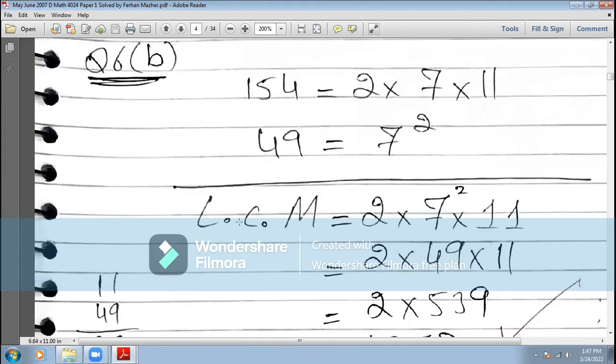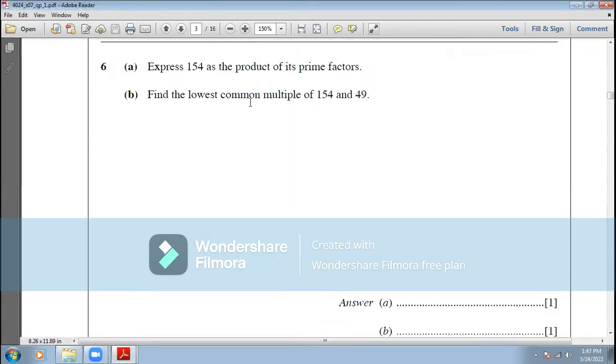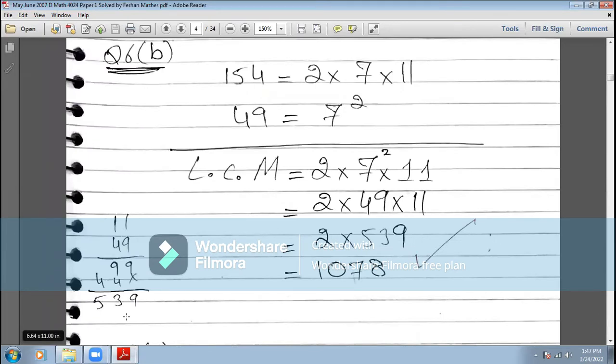Then the B part is they want you to find the lowest common multiple, LCM, of 154 and 49. So I know their prime factors, so I will show them in prime factors. So 154 is equal to 2 into 7 into 11, whereas 49 will be equal to 7 square. So when you find the LCM of the two numbers, the factors which are common, we write them once and we note down their larger power. And the factors which are not common are also taken in the LCM.